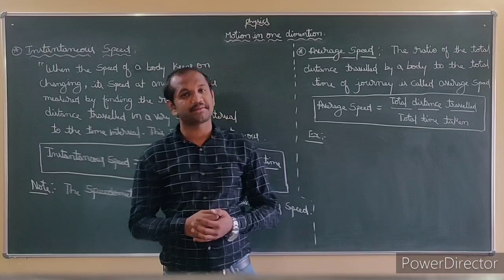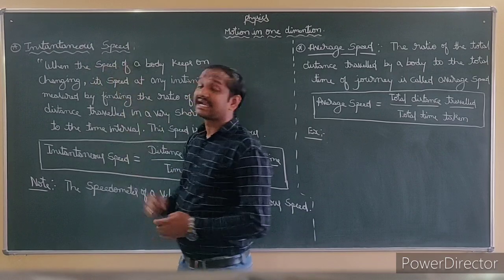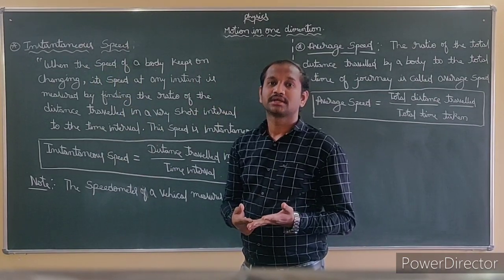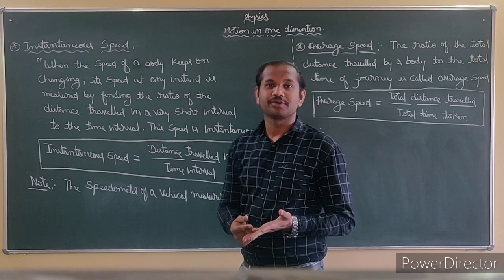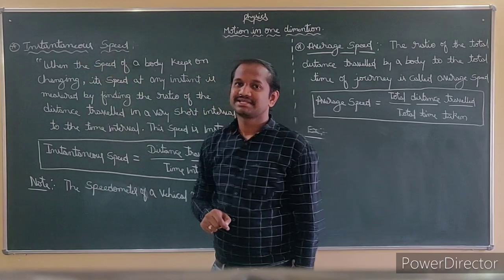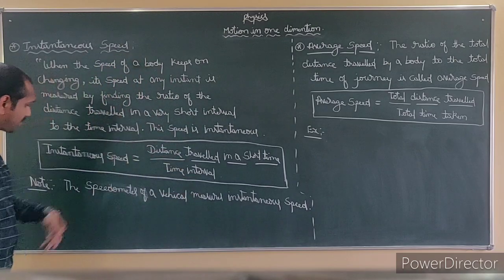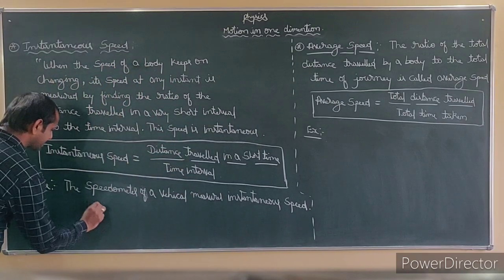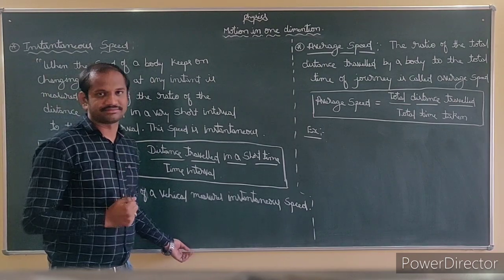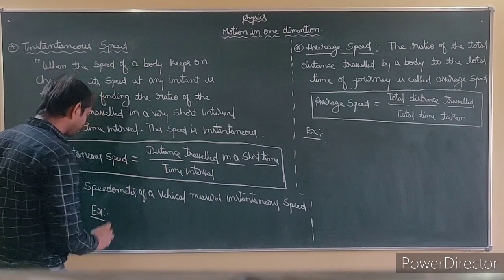The next type of speed that we have often seen is known as instantaneous speed. Just now we have seen uniform speed and non-uniform or variable speed. The next type of speed is instantaneous speed. Before going to the concept, I will give you an example. Think that you are moving in a car with your father, in, for example, a crowded place.